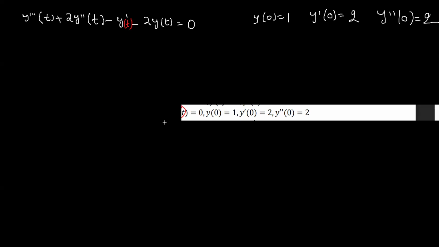Y0 is equal to 1. Y dash 0 is equal to 2. Y double dash is equal to... Okay, this you have to solve. This is for confusion. Here only y dash is given, and here yt is given. So never mind, by default it is yt. You cannot say the question is wrong. The question is not wrong. Sometimes it is given like this.